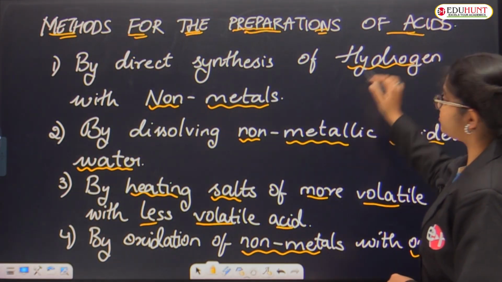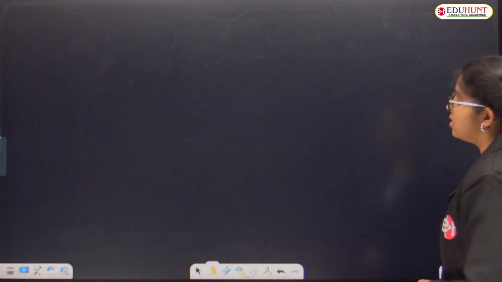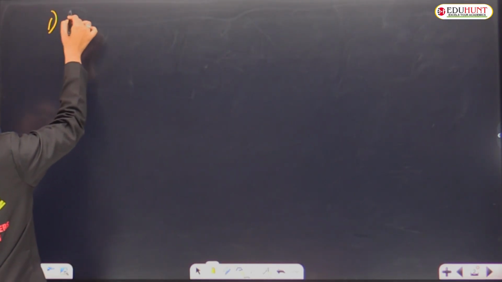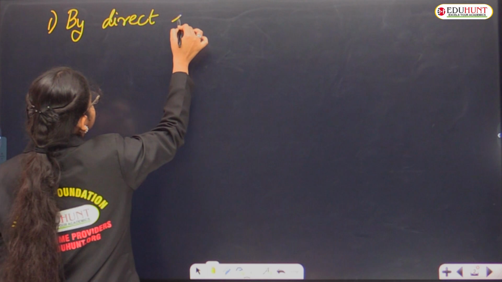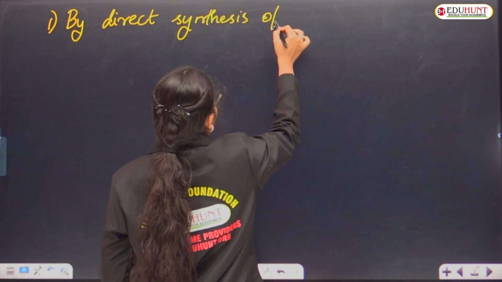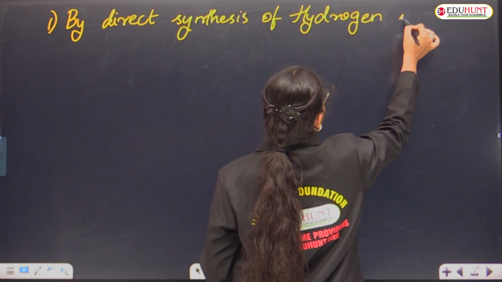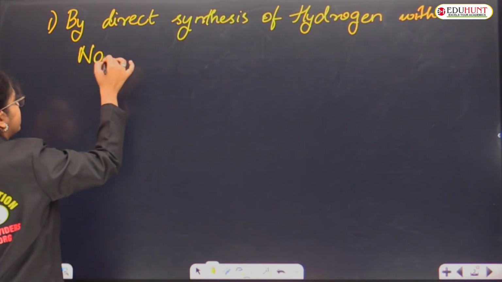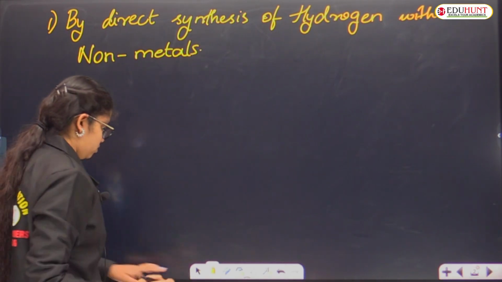Ready now? So we'll note the first one, children. What's the first heading? By direct synthesis of hydrogen with non-metals. Very good. Here we go. I'll let you know how the reaction goes.